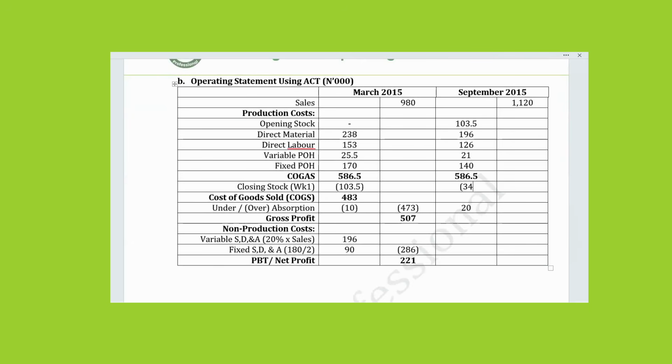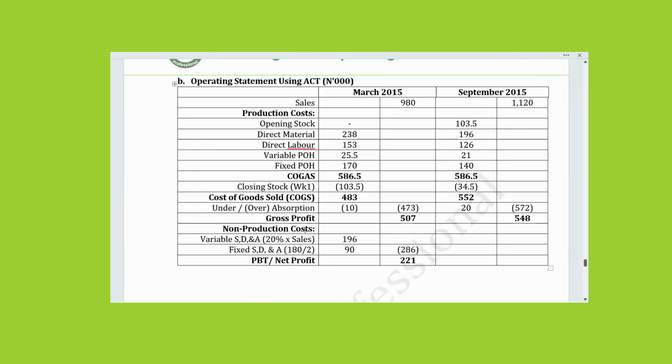Minus 34.5. Give it to me. What's the difference? 552. 552. All right. Plus 20. That's 572. 572. All right. So 1120 minus 572. 548.